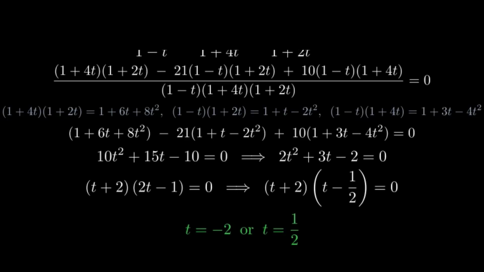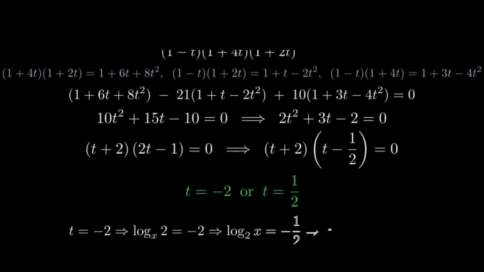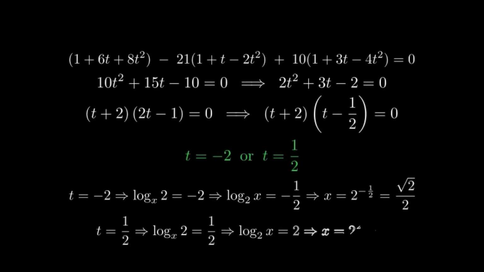If t equals negative 2, then log base x of 2 equals negative 2. So log base 2 of x equals negative 1/2, which gives x equals 2 to the power negative 1/2. That is square root of 2 over 2. If t equals 1/2, then log base x of 2 equals 1/2. So log base 2 of x equals 2, which gives x equals 4.